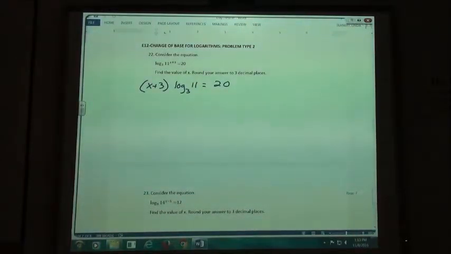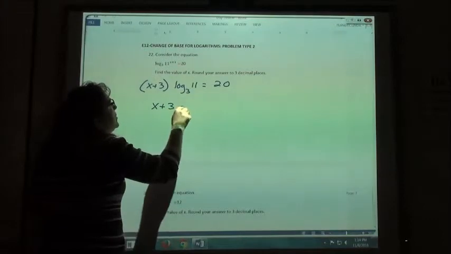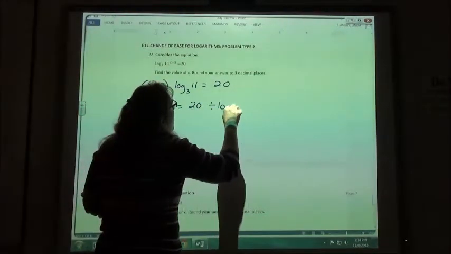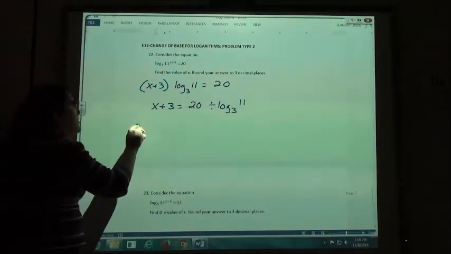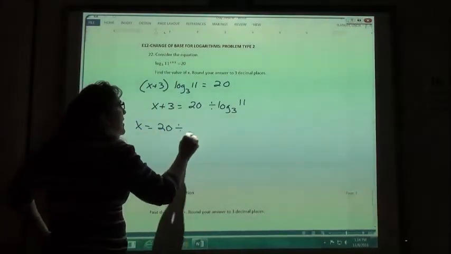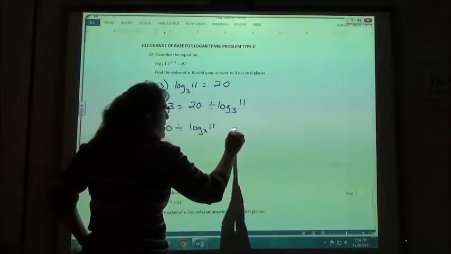So now I want to solve that for x. What might I do next? I might divide out the log base 3 of 11, because I want to get the x stuff by itself. So x plus 3 is going to equal 20 divided by the log base 3 of 11. I could write it as a fraction, but I'm going to expand it out anyway. Now, if I want to solve that for x, I'm going to subtract the 3. So x is going to equal 20 divided by the log base 3 of 11 minus 3.